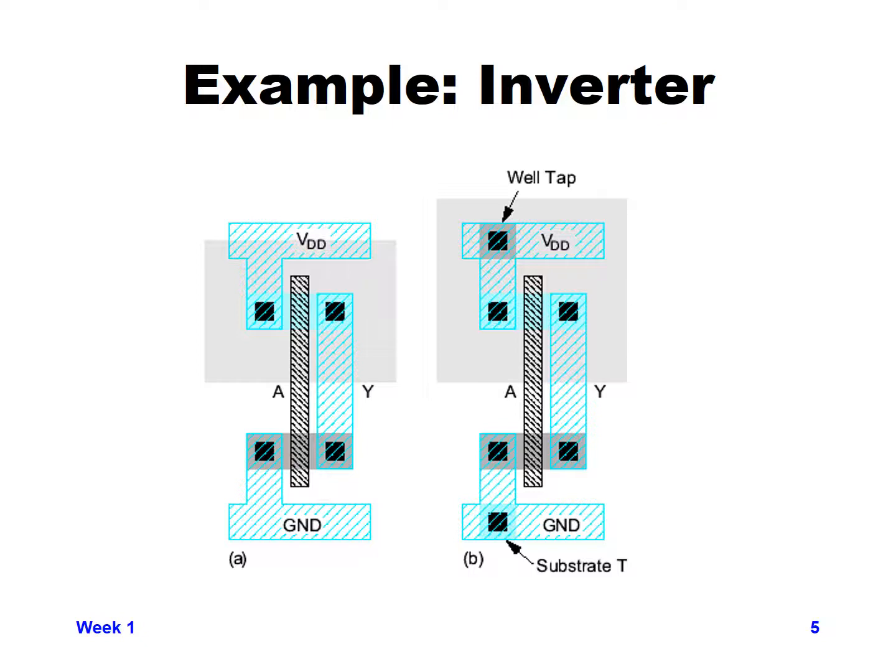The disadvantage of putting it inside every single cell is that it kind of wastes area. You probably don't need it all that often. So there are other alternatives that we can get into in the future, where you might not include it in every single cell, and you might create a specific cell that you place every so often that includes a substrate and well tap, but we can get into that more in the future.